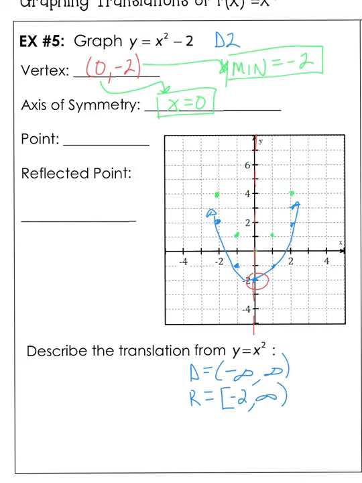Then we need to choose a point. So I don't know, I'll choose (2, 2). The reflected point to (2, 2) would be 2 units on the other side, so (-2, 2).